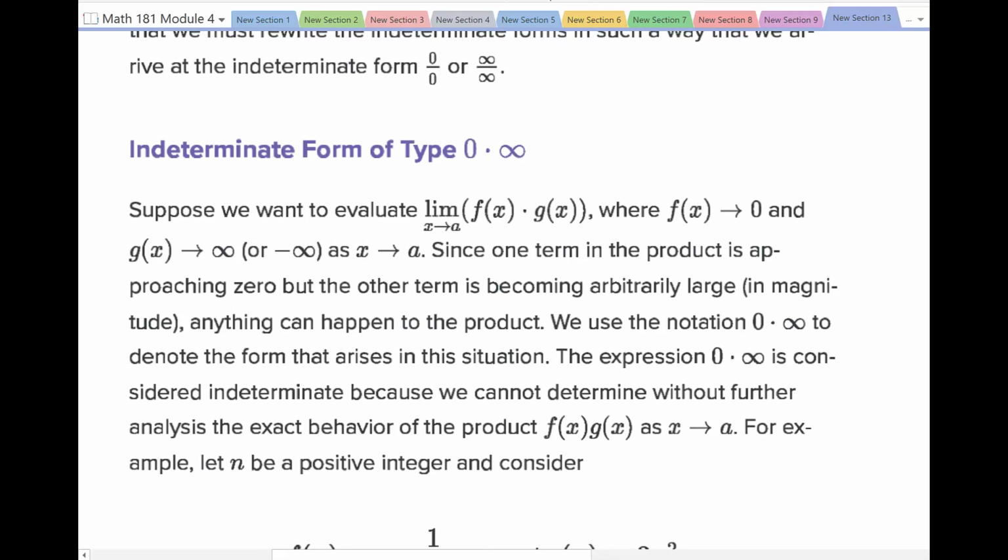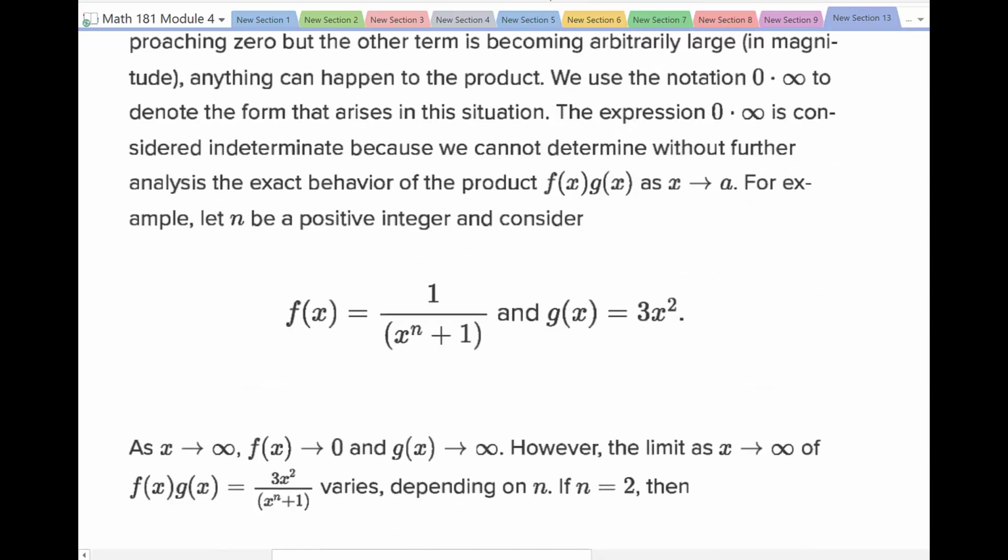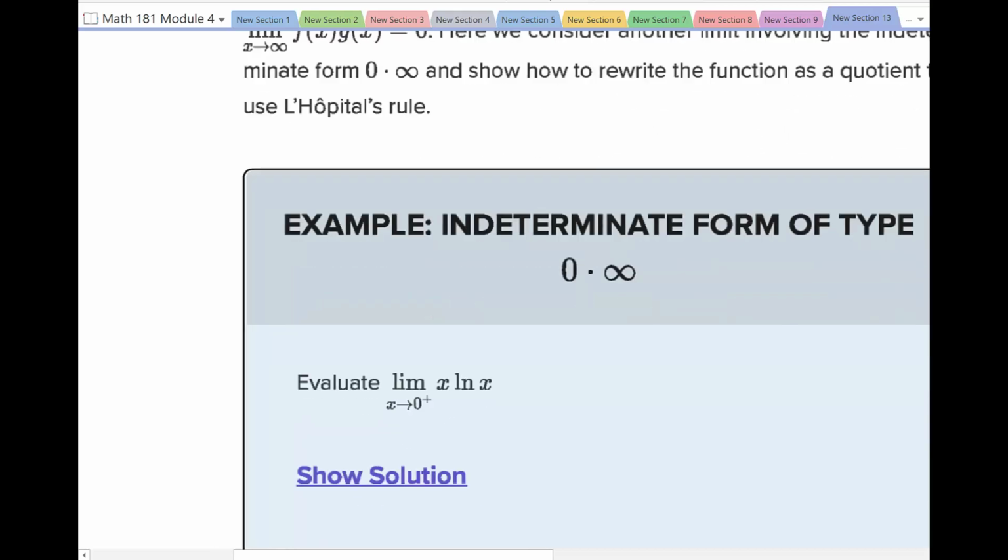So let's look at the 0 times infinity situation. Now, L'Hopital's rule works if it's a 0 over 0 or infinity over infinity. So we can use our skills in algebra and treat this as infinity over 1 over 0, which is like an infinity over infinity situation. That's one of the approaches. Or you can say it's 0 over 1 over infinity, and that'd be like a 0 over 0 situation. So we look at doing one of these two to resolve this issue.